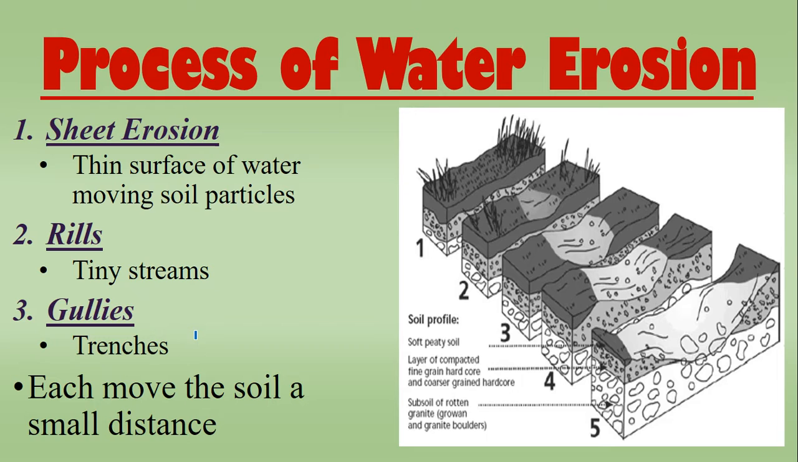First off, you get sheet erosion. This is where a thin surface of water moves soil particles. And then you start to have rills, which are tiny streams that form. So it's compacting into a certain area. Then you get your gullies, which are like trenches where the soil is moving. Each move of the soil is a small distance, but it gets to the point of moving in a certain area. I sometimes see that out in my parking lot when it rains really hard. After the rain, there's some sand on the pavement, and that's the soil being eroded onto the hard surface through runoff.